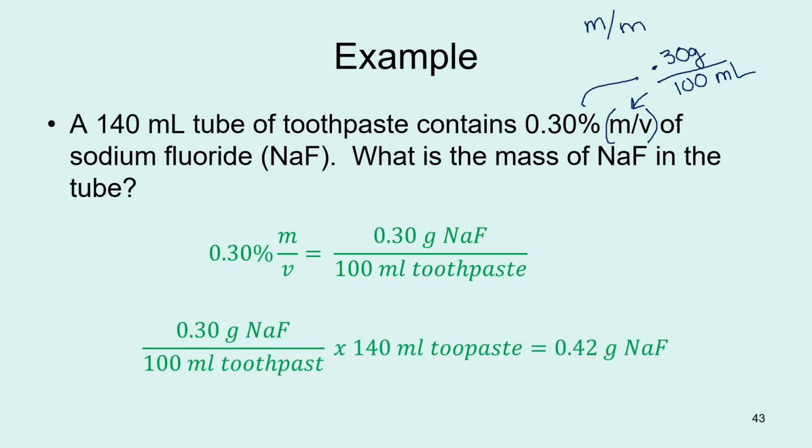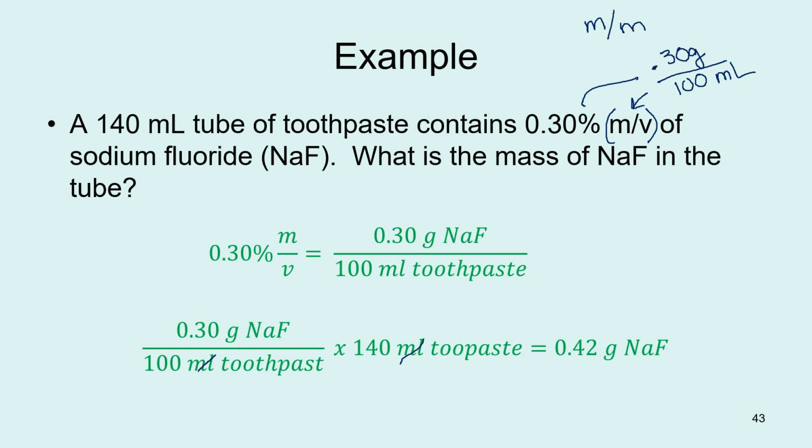And so we can take that ratio and multiply it by 140 milliliters of toothpaste. The milliliters will cancel, and we'll have 0.42 grams of NaF.